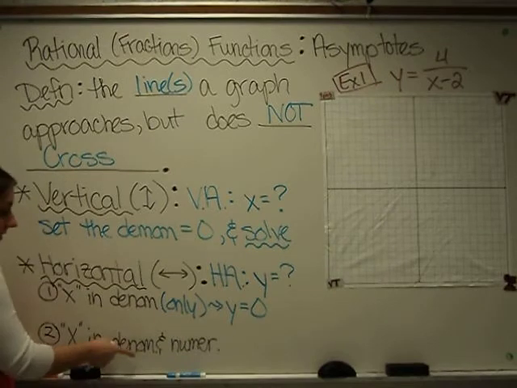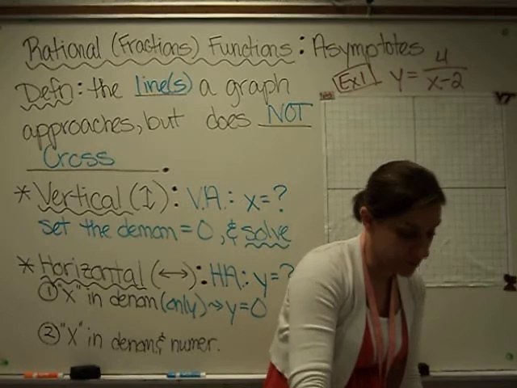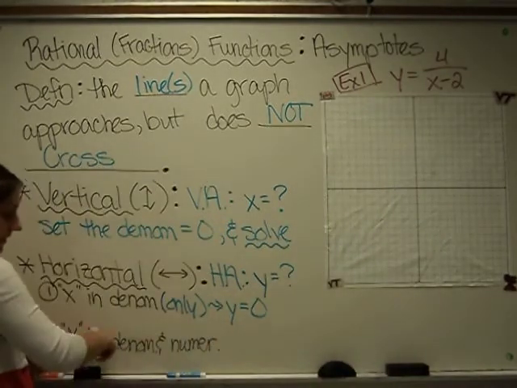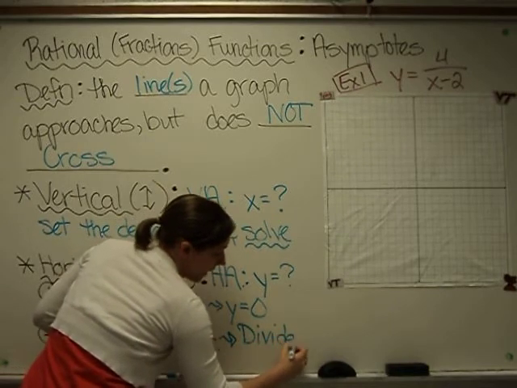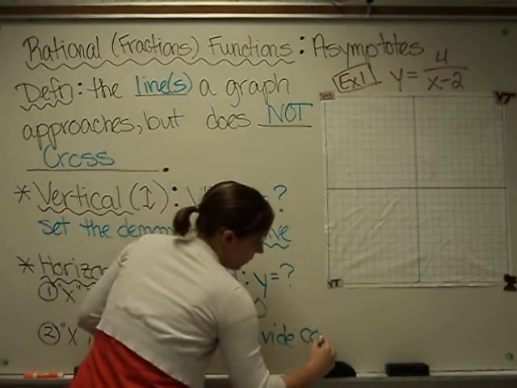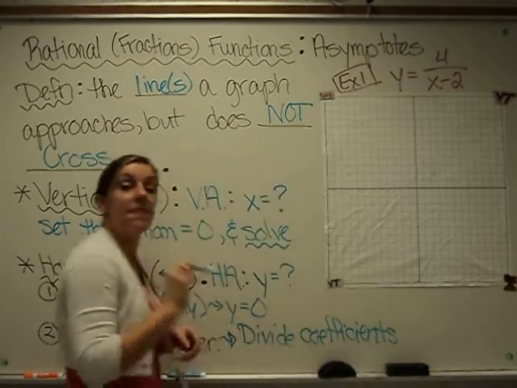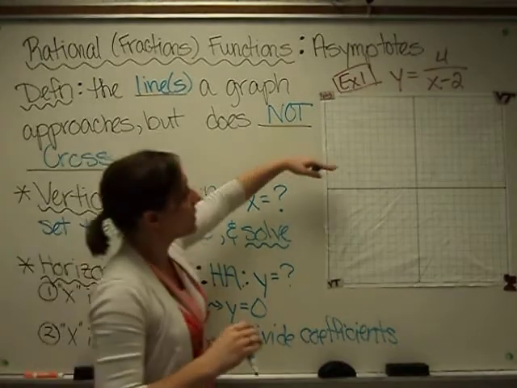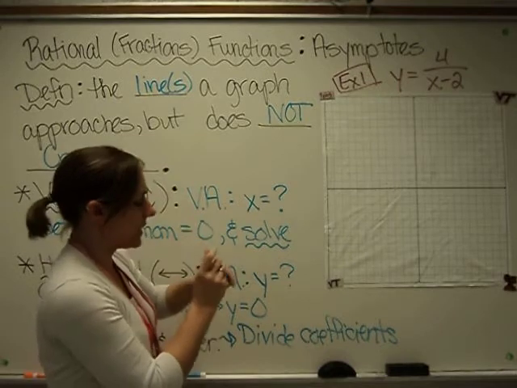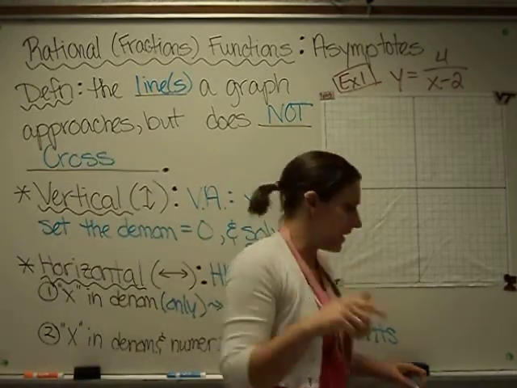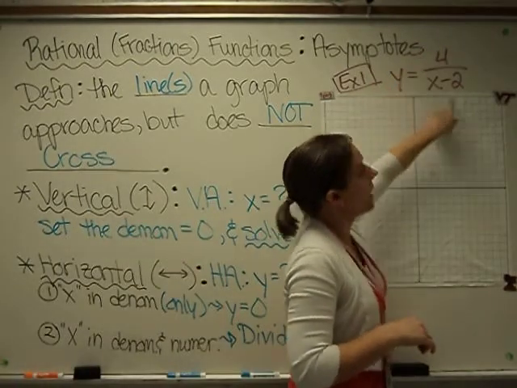If you have an x in the denominator and the numerator, then you divide their coefficients. All right, so if x is in both, then we divide the coefficients. Okay, and that number that we get, that's going to be where we're going to draw horizontal. But we're not going to see that in example 1, but we'll probably see it, I think, in example 2 or 3. So here's example 1, y equals 4 over x minus 2.